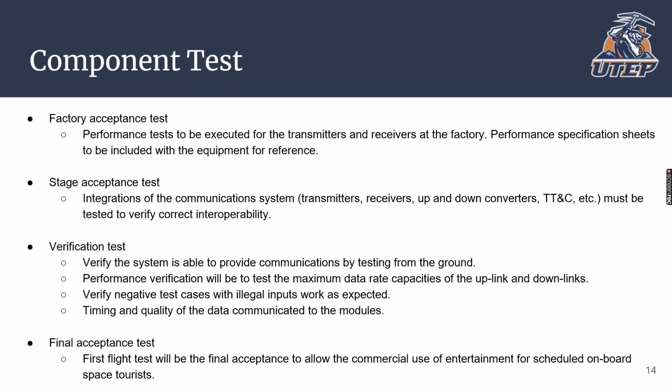Component test. The B&B planner shall determine and plan for coverage analysis. Four different ways of acceptance test can be considered. The first one, factory acceptance test. This is a performance test to be executed for the transmitters and receivers at the factory. Performance specification sheets to be included with the equipment for reference.